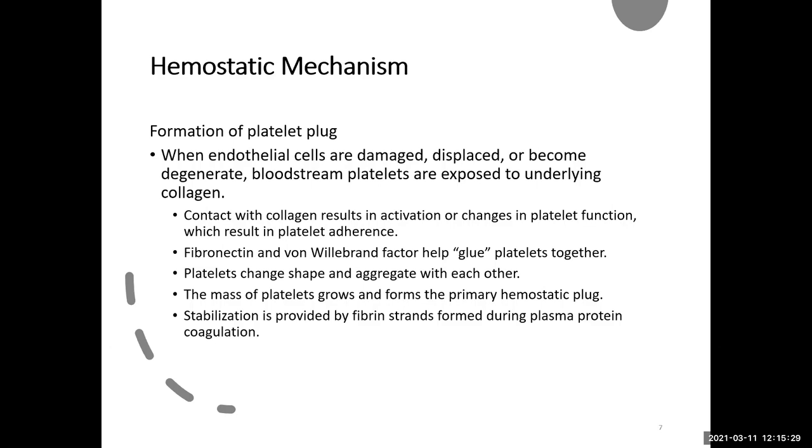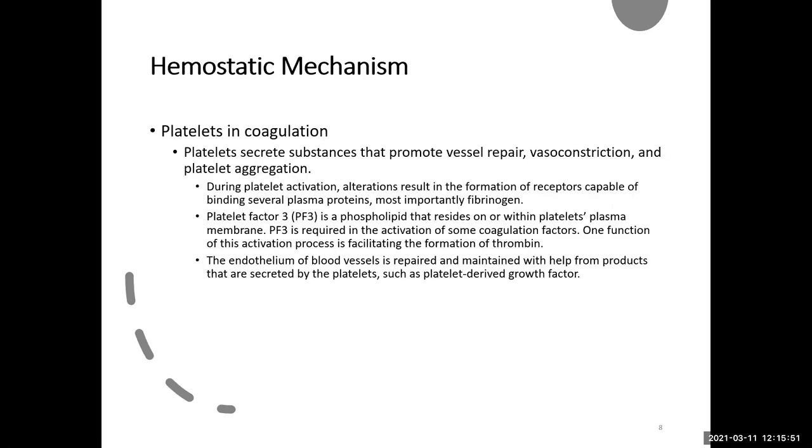This kind of helps stabilize everything, because you start getting these fibrin strands that will come into play. And then the plasma proteins will be activated by this point, and that activation of those plasma proteins will start the process of forming a clot. So the platelets will actually secrete substances that will promote the vascular repair, the vasoconstriction, and the platelet aggregation. So once they're activated, these alterations result in the formation of receptors that will start binding the plasma proteins and the fibrinogen.